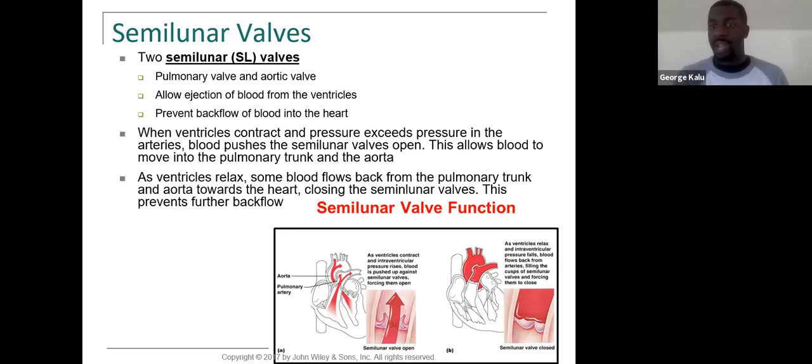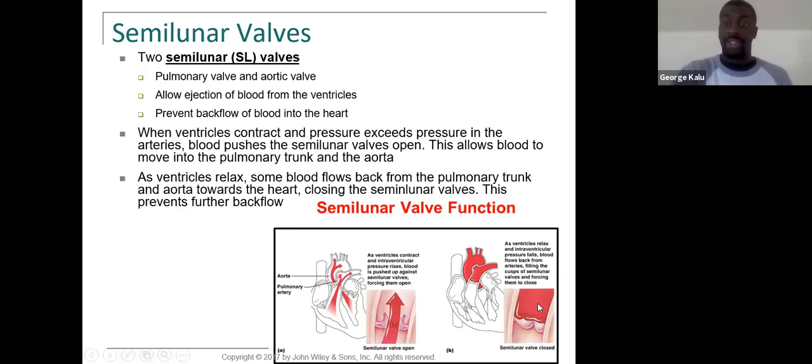Exactly the same way as we saw with the bicuspid and tricuspid valves. So that's going to allow them to pump into those major arteries. Now when those ventricles begin to relax, some of that blood flow inside the arteries is going to start to flow backwards, and when it flows backwards, it's going to close up the cusps of your semilunar valves.